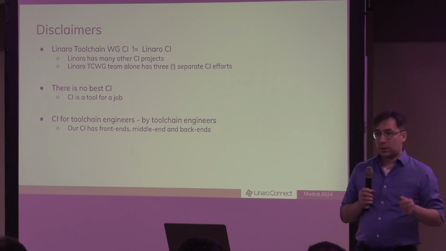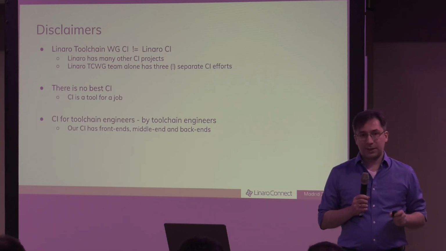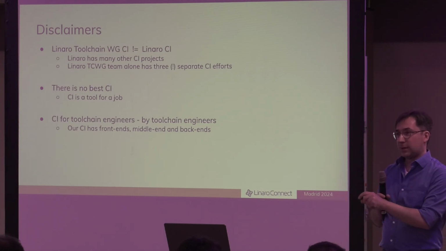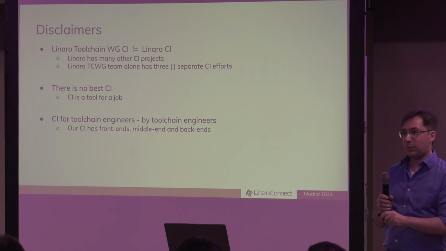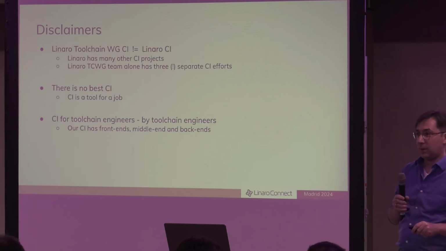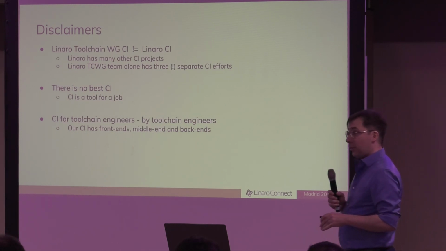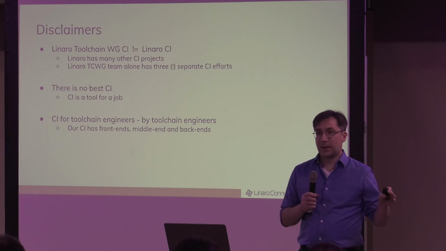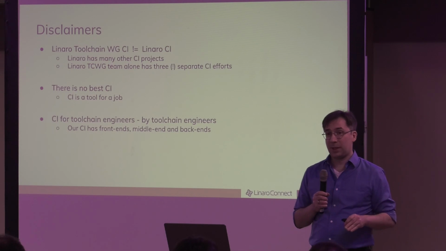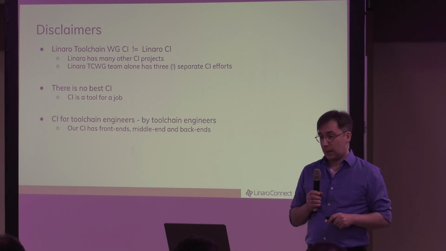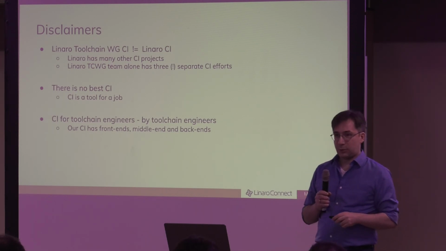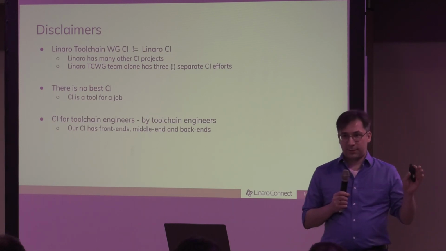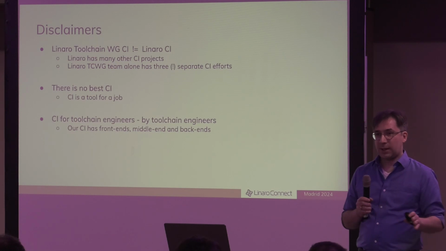There is no best CI. Every CI is a tool for a job. This CI was created specifically as a tool for upstream maintainers. For other projects, other approaches to CI and other implementations of CI can be better. And finally, we are toolchain engineers, we are compiler engineers. So our CI has front ends, middle ends, and back ends, just like a compiler.